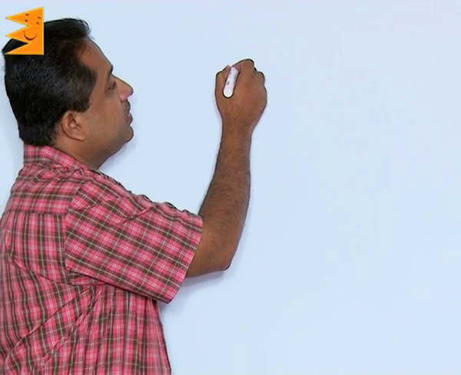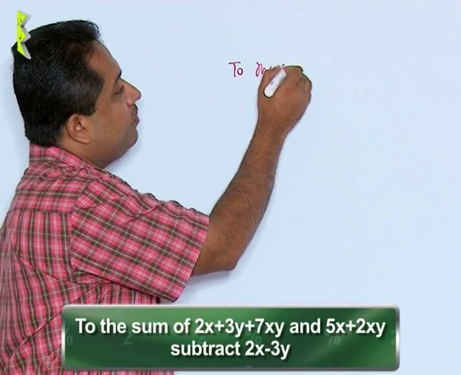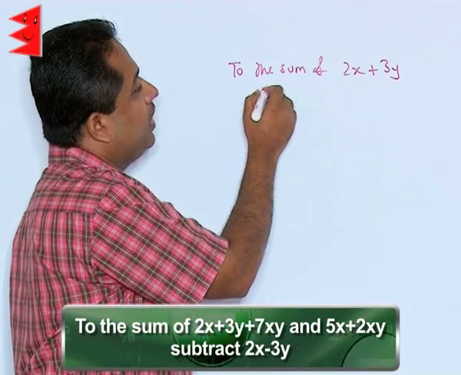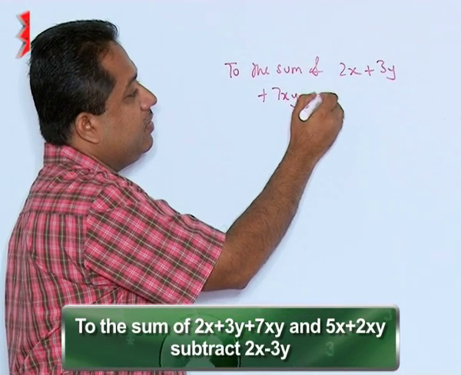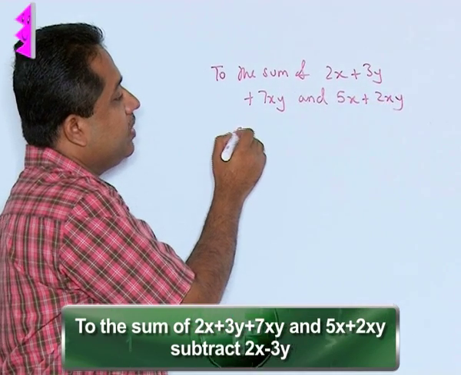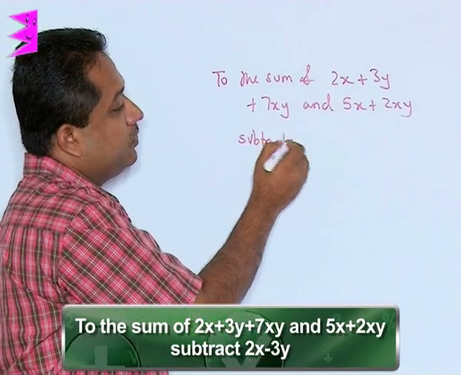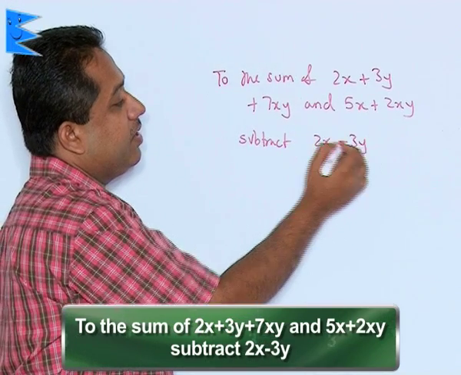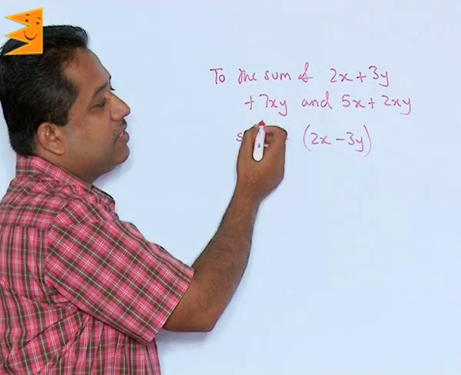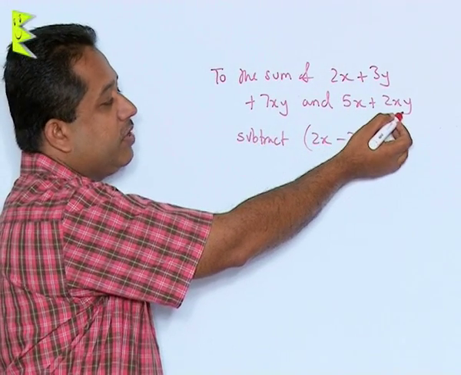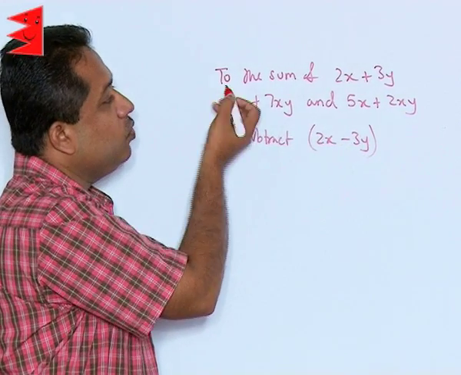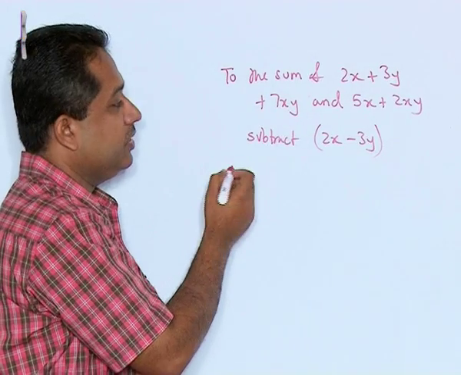Now if the question is to find the sum of 2x plus 3y plus 7xy and 5x plus 2xy, subtract 2x minus 3y. The question is to take the sum of 2x plus 3y plus 7xy and 5x plus 2xy, subtract 2x minus 3y. This can be phrased as to the sum or from the sum. So that's the same thing.